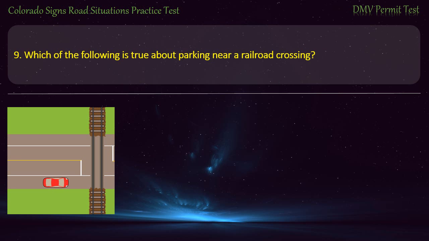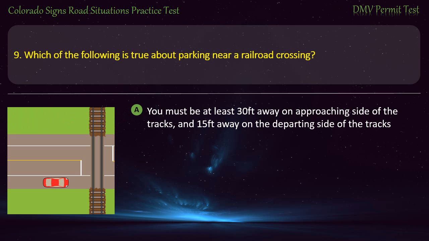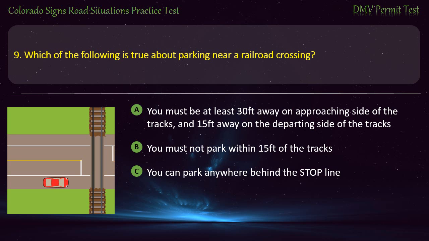Question 9. Which of the following is true about parking near a railroad crossing? You must be at least 30 feet away on the approaching side of the tracks, and 15 feet away on the departing side of the tracks. You must not park within 15 feet of the tracks. You can park anywhere behind the stop line. You must not park within 30 feet of the tracks. Answer. You must not park within 30 feet of the tracks.